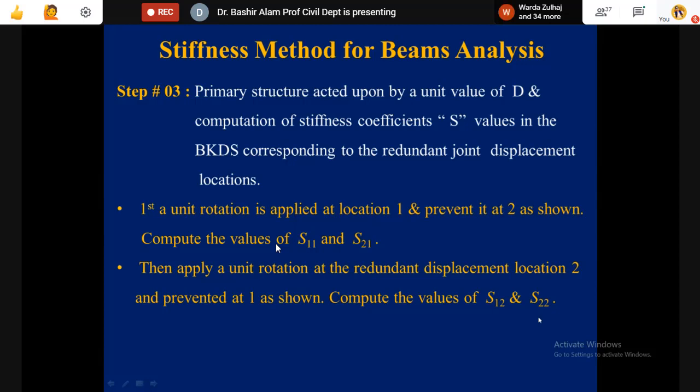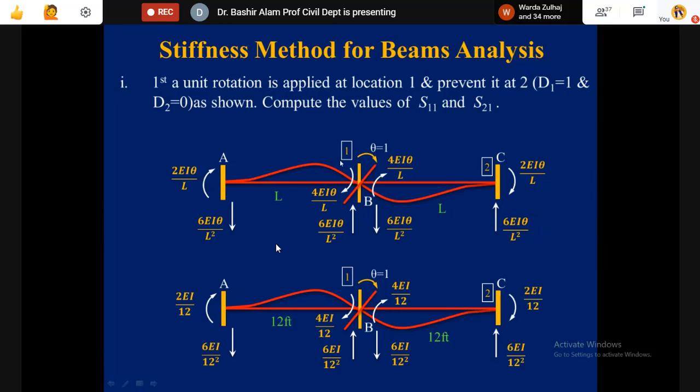So here, let's see what is happening now. This was redundant location 1, this joint B. Theta is equal to 1 is applied. Here, if you draw a tangent to this deformed shape, that will also be theta equal to 1, and this theta will also be equal to 1. Member end actions are 4EI theta over L, 2EI theta over L. I explained these member end actions, so I'm not going to do it again. Theta equal to 1 is applied corresponding to D1. At D2, it is clamped, and it was already clamped. These are all the member end actions.